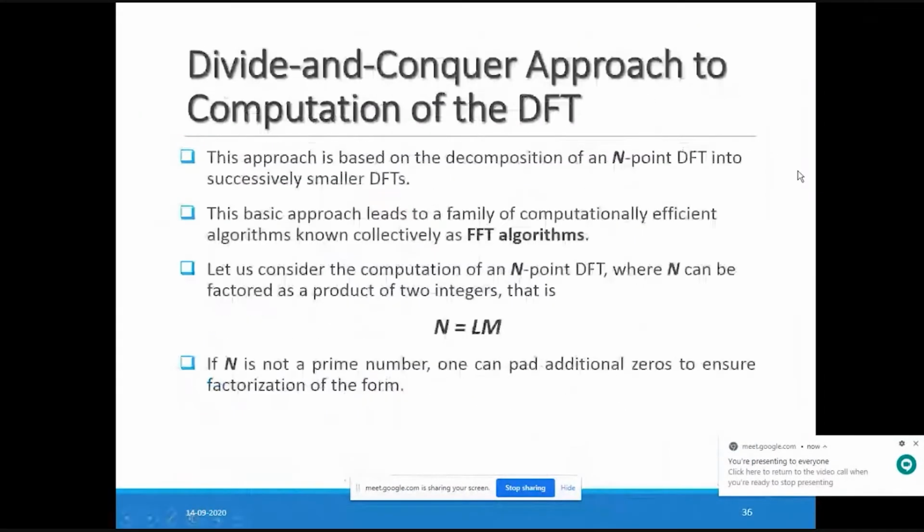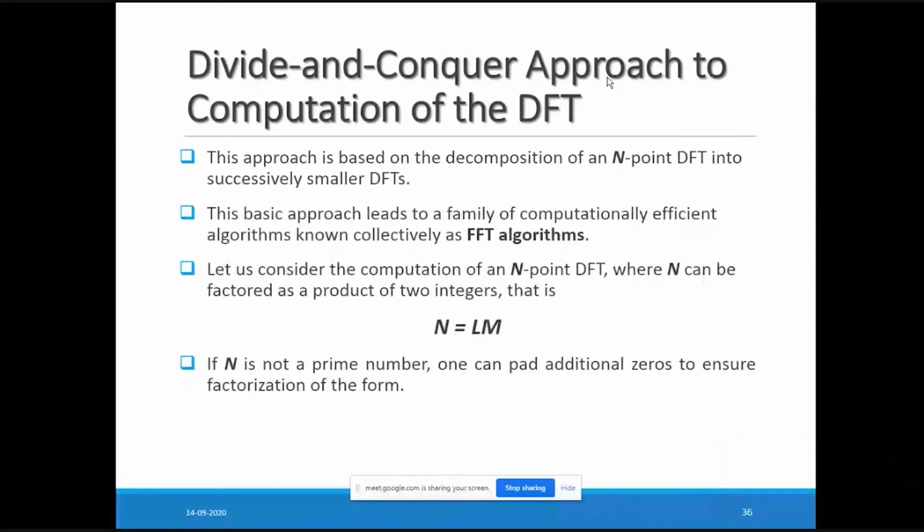Now we go for the divide and conquer approach to computation of the DFT, and that we have seen, where the N-point DFT, the N cross 1 vector, is divided into two indices, where N is equal to L into M. So whatever column vector is given to us, we divide that column vector into rows and columns.